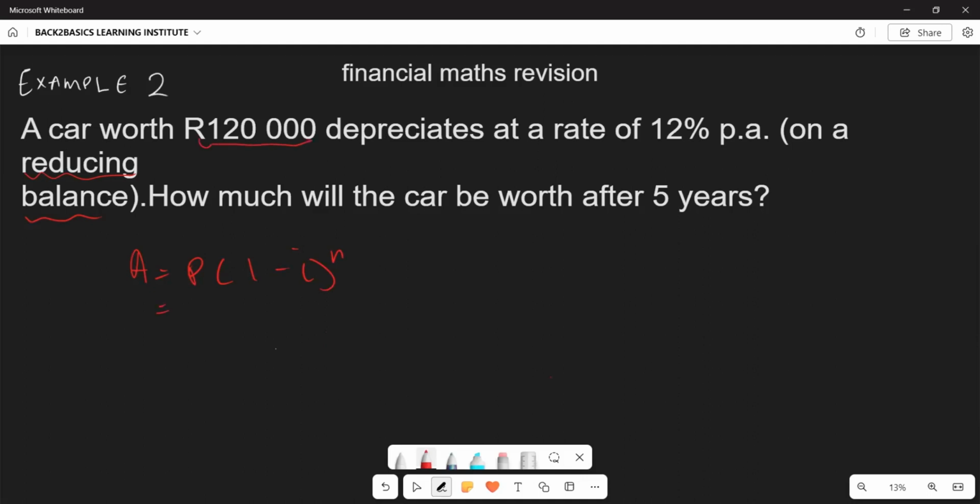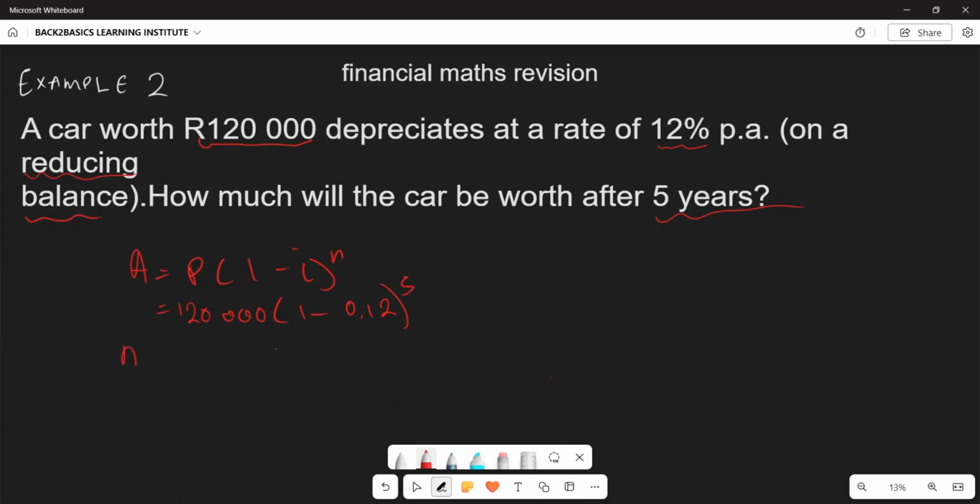Again, we still have this 120,000, which is our principal amount, or the cost of the car 5 years ago. We still have this 12, which is the interest, and we still have this 5, which is the number of years. So this is going to be 120,000 into 1 subtract the interest, which is 0.12, to the power of 5.